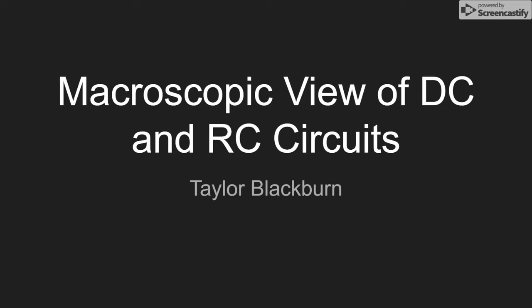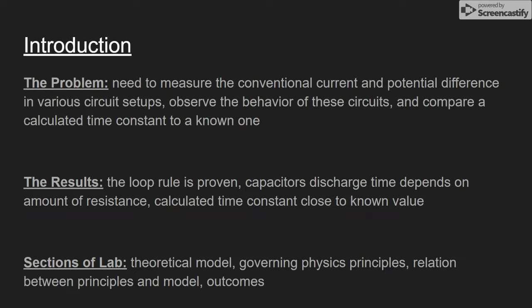This is my lab 4 on the macroscopic view of DC and RC circuits. The problem here is that I need to measure the conventional current and potential difference in various circuit setups, observe the behavior of these circuits, and compare a calculated time constant to a known one. The results overall, we see that the loop rule is proven.